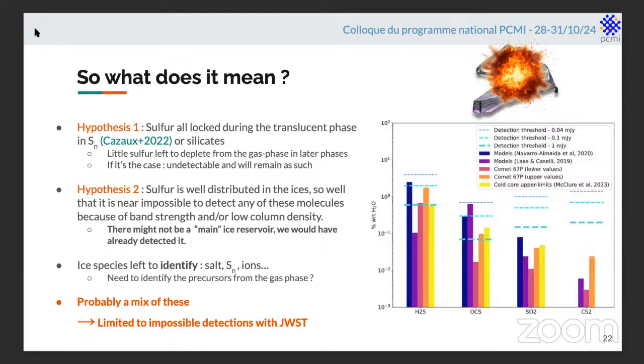However, there are still some species that are left to identify and study, which are salts, as I mentioned, maybe other allotropes for which we don't have the band parameters yet, and ions that could come in the gas phase and give us information on the precursors in the ices. So it's probably a mix of all of this, and I conclude on the fact that probably these detections are very hard with the JWST.